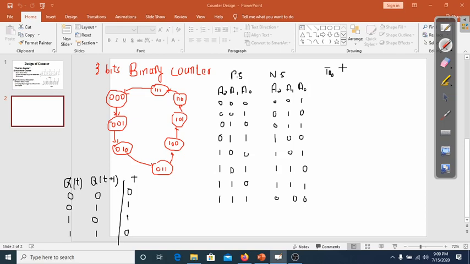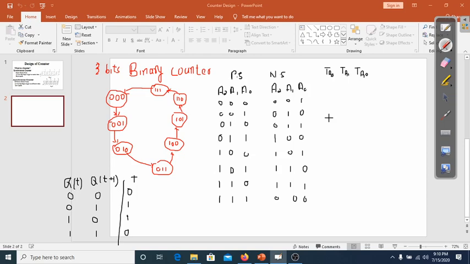TA2, this is the input TA1, and this is the input TA0. TA0 is the input for the first flip-flop, TA1 is the input for the second flip-flop, and TA2 is the input for the third flip-flop.